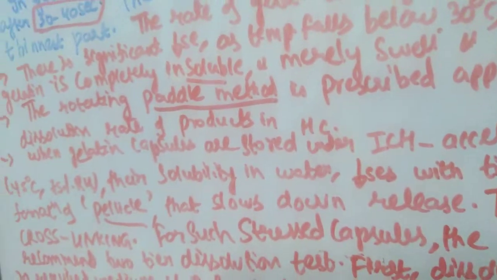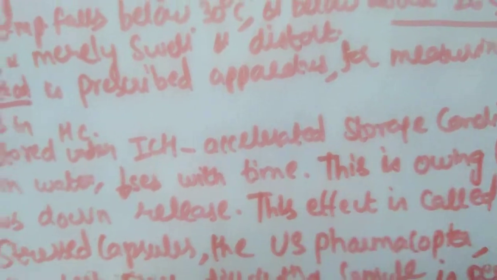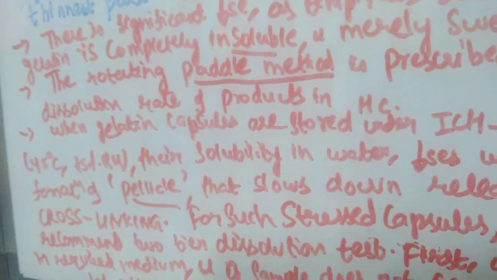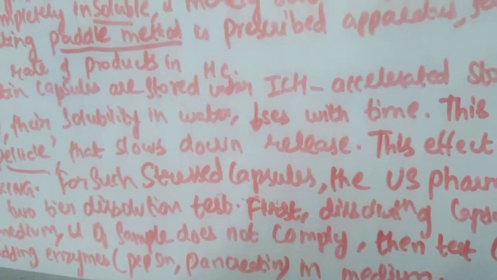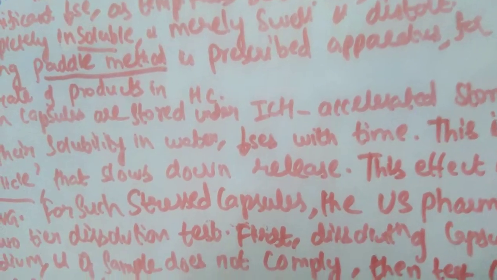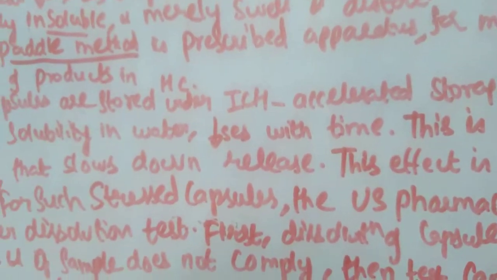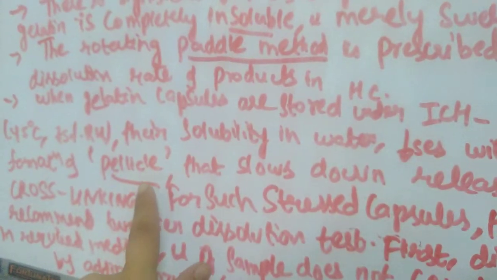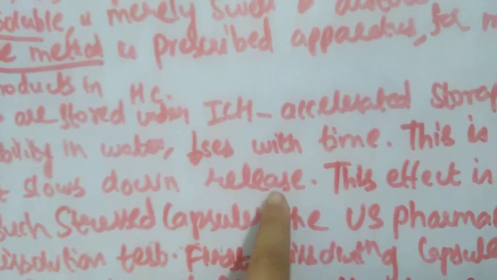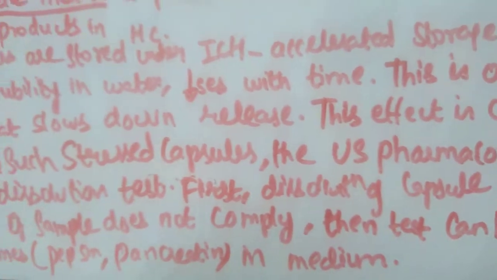When you are storing the capsules at this temperature and humidity, that is known as your accelerated storage condition, that is 45 degrees centigrade and 75% relative humidity, the solubility of the capsules is said to decrease with time. Why? Because you are storing them for a long time, so some reaction might occur which will decrease the solubility. This decrease in solubility is due to the formation of a pellicle that slows down the release. So what is a pellicle? It is nothing but cross-linking.